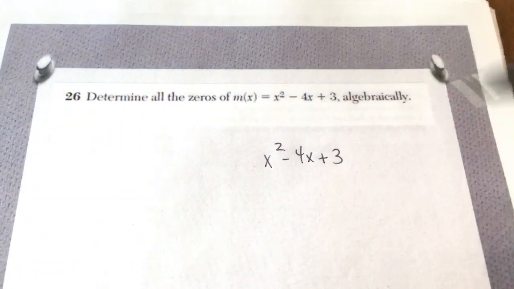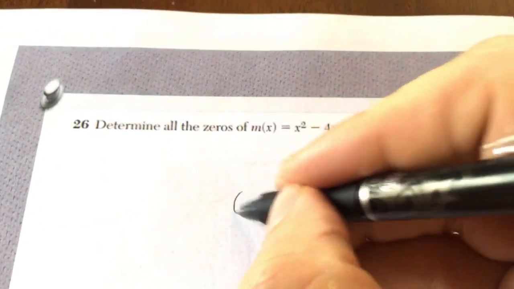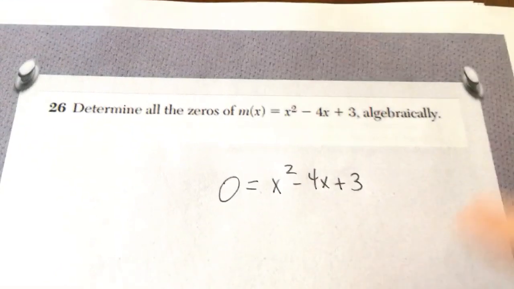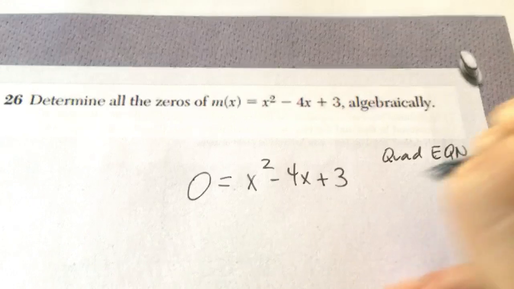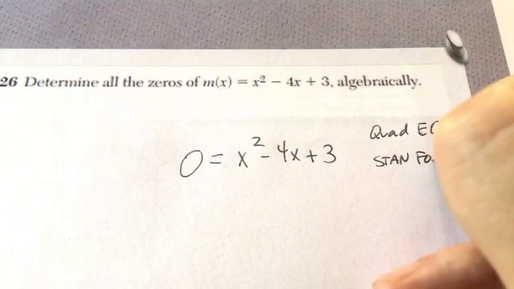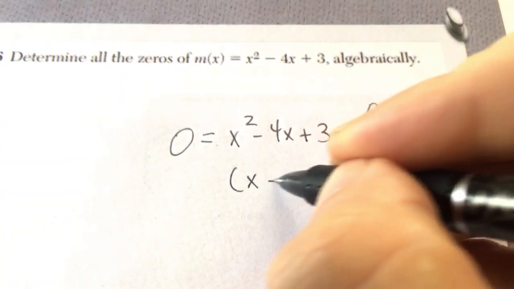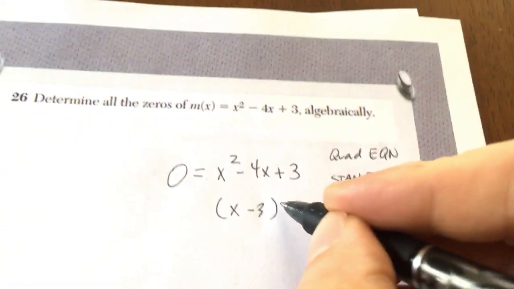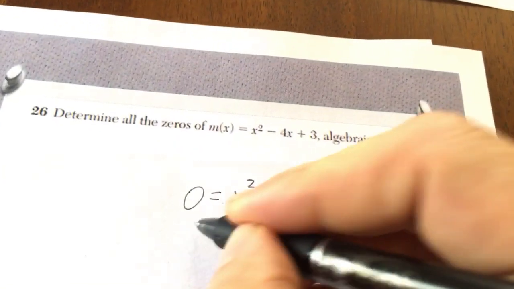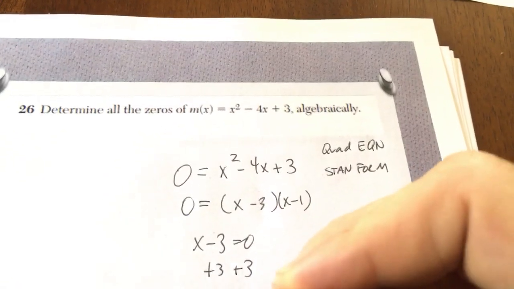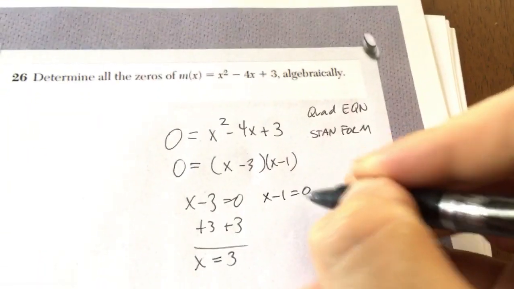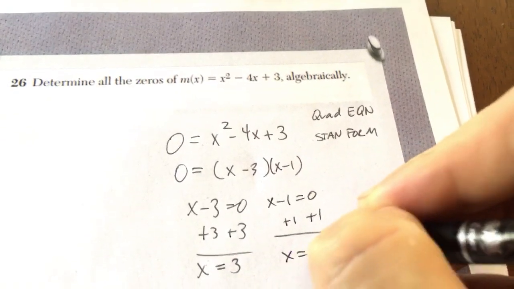If you want to determine the zeros of this function algebraically, you simply want to set it equal to 0. Now, this is a quadratic equation that is already in standard form. What I want to do is factor now. x minus 3, x minus 1. Set it equal to 0. I set both factors equal to 0 and solve. I get x equals 3, and x minus 1 equals 0, plus 1, x equals 1.